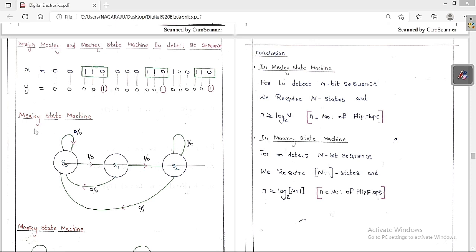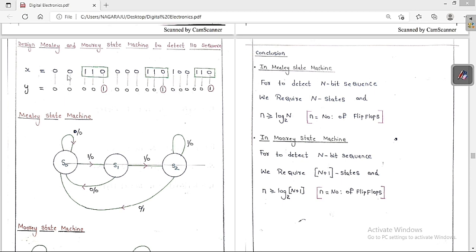So now this is a Mealy state machine. Now listen carefully. Mealy state machine. It's a very important concept. So here I am going to use state S0, and then state S1 and state S2. Listen carefully. Whenever the input is equal to 0, the output should be always equal to 0, same state.